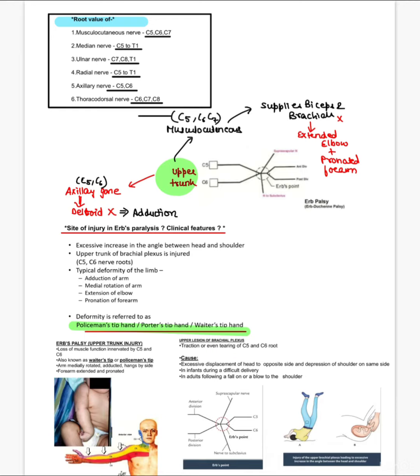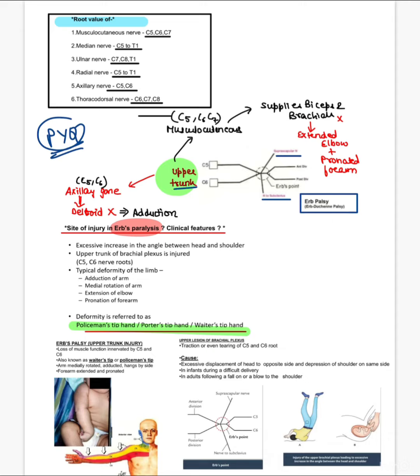Now coming to the next one, that is Erb's paralysis. This question is very sure to come in your upcoming exams. Either this will come or a Klumpke case. It is one of the most expected things and has repeated many times. When you see the upper trunk, we had C5, C6, which gave anterior and posterior divisions. Also here there are two origins, the suprascapular nerve and the nerve to subclavius. If this region is injured, it is known as Erb's palsy.